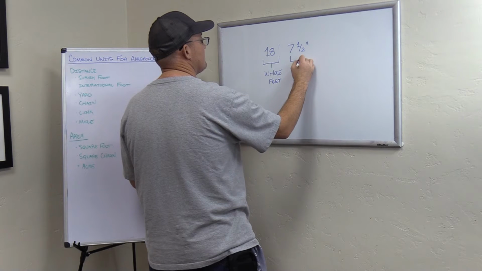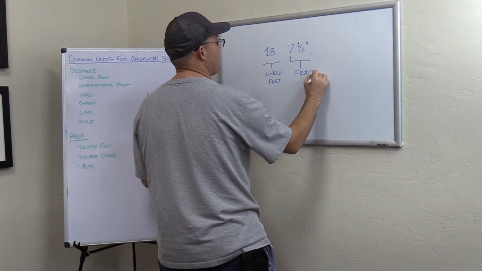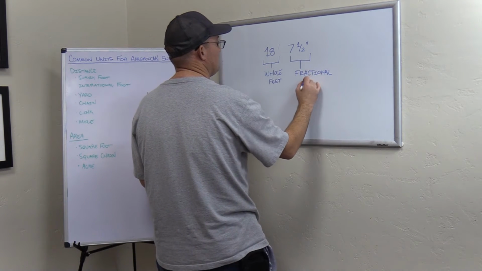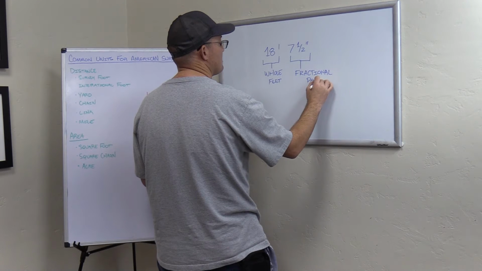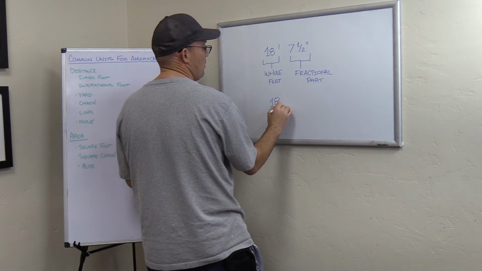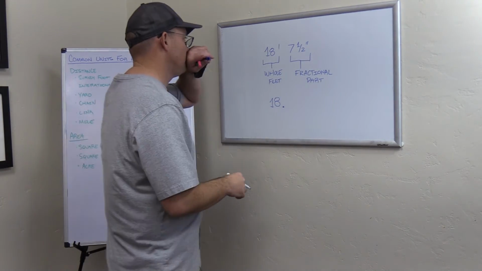And this is the fractional part of the foot, right? The inches is the fractional. So what we can do is just drop down the whole feet, because that isn't going to change in this conversion. So we've got 18 feet. But we want to know what we put on the other side of the decimal here for decimal feet.